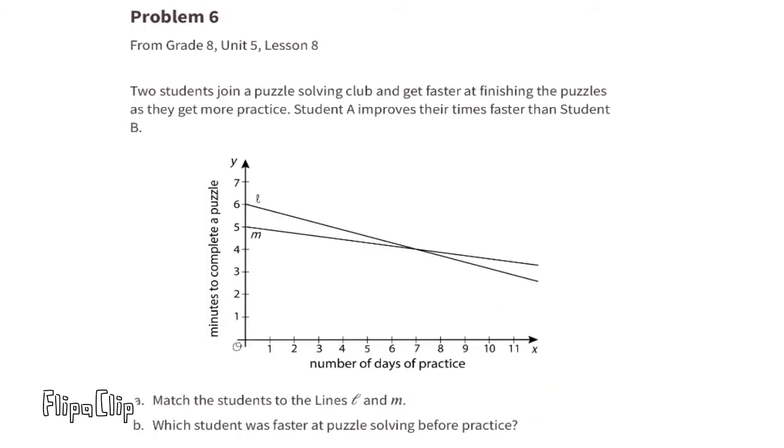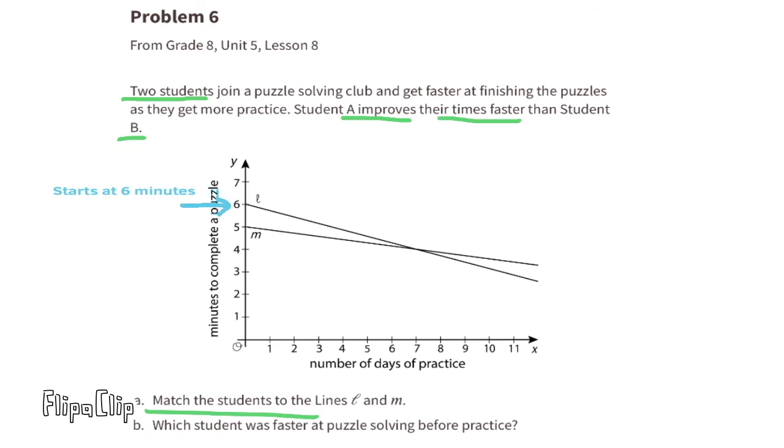Problem number 6 from 8th grade, Unit 5, Lesson 8. 2 students join a puzzle solving club and get faster at finishing the puzzles as they get more practice. Student A improves their times faster than student B. A. Match the students to the lines L and M. The horizontal axis, or the x-axis, represents the number of days of practice, and the vertical axis, or the y-axis, represents minutes to complete a puzzle.